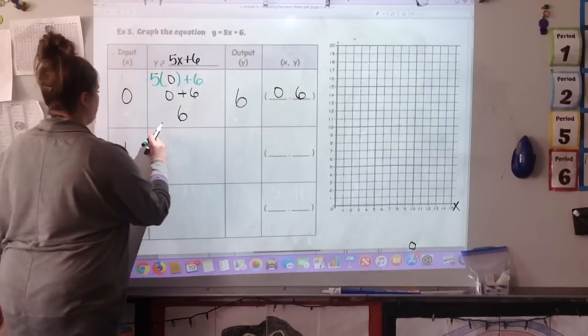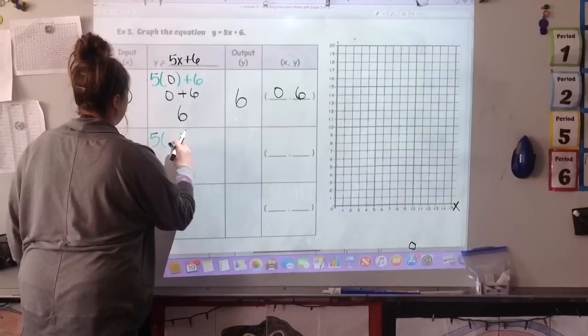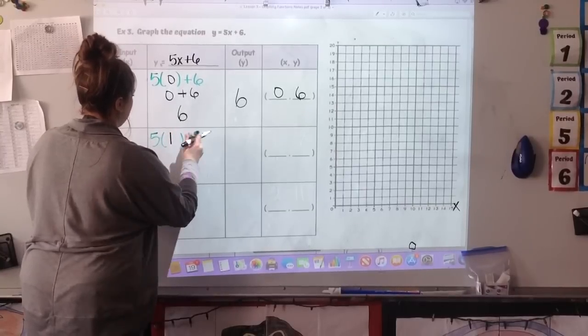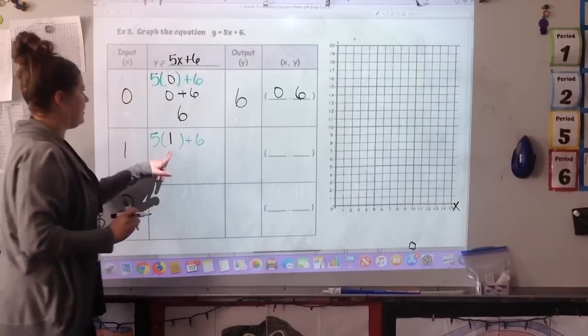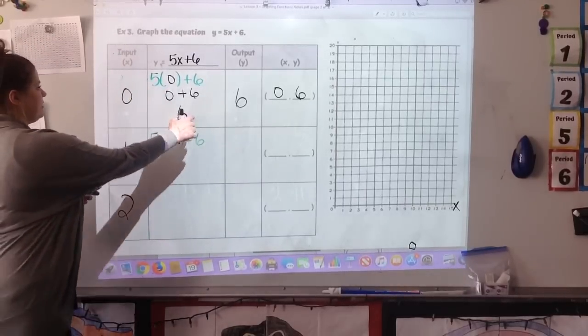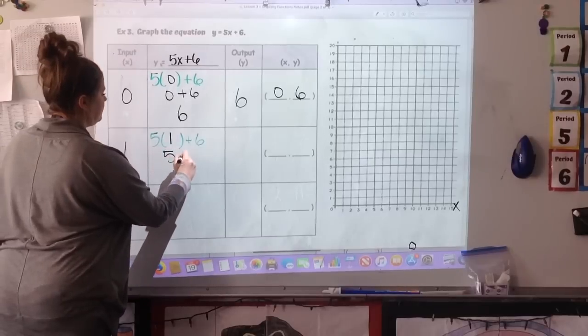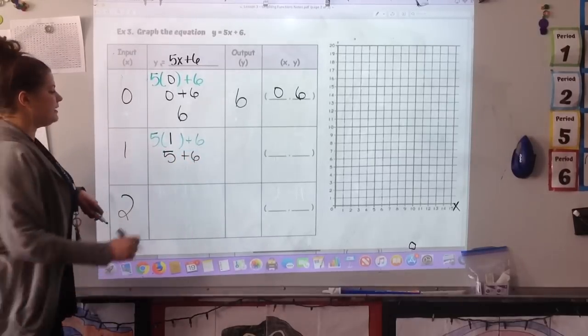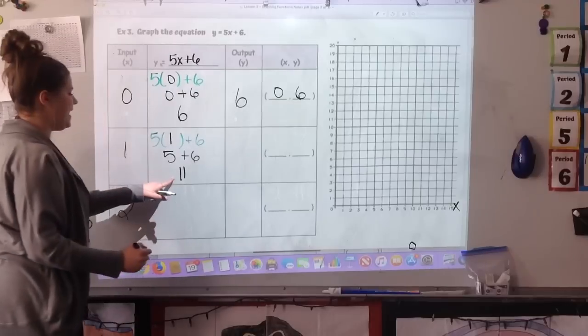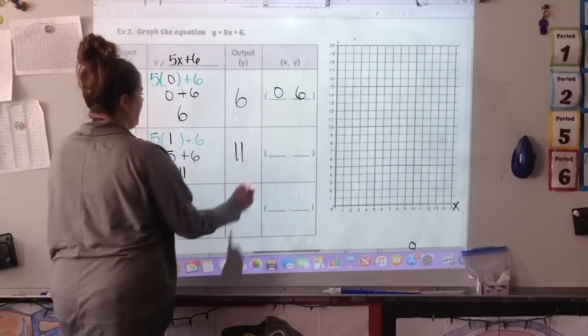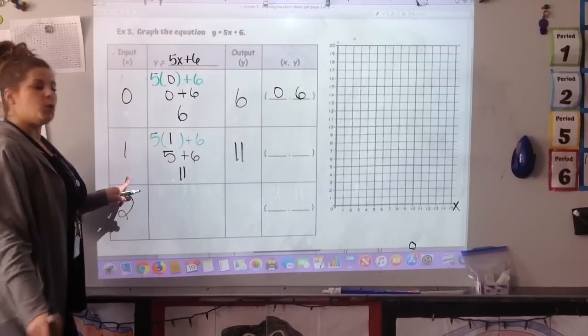Next, I'm going to plug in 1. 5 times 1 plus 6. So you see when I'm using these lower numbers, it's a lot easier to do the math here. So 5 times 1 is 5 plus 6. 5 plus 6 is 11. My output then would be 11. My ordered pair is 1, 11.